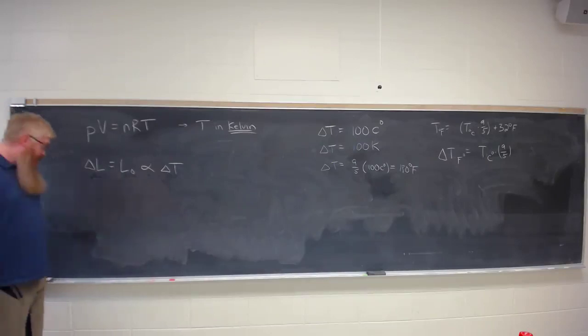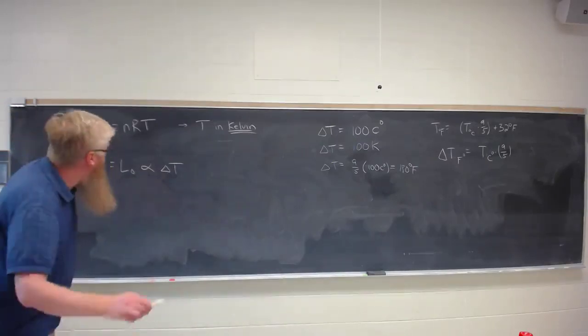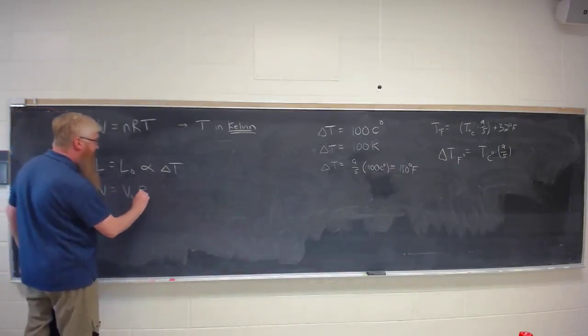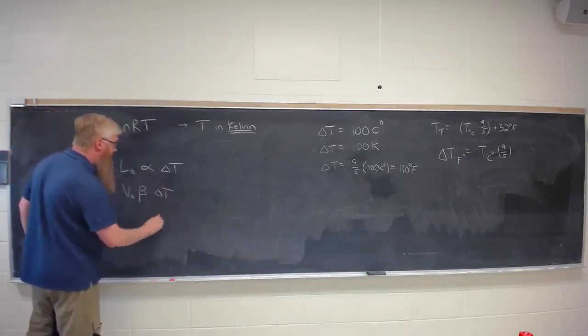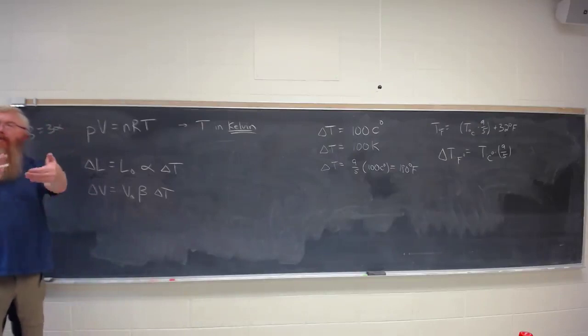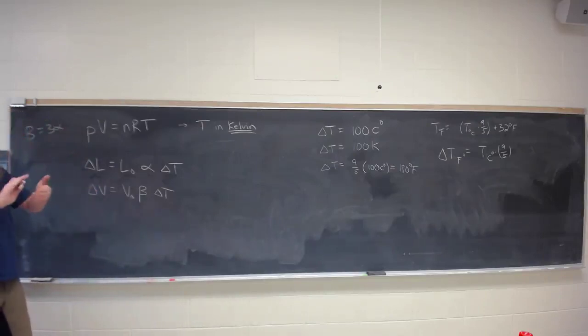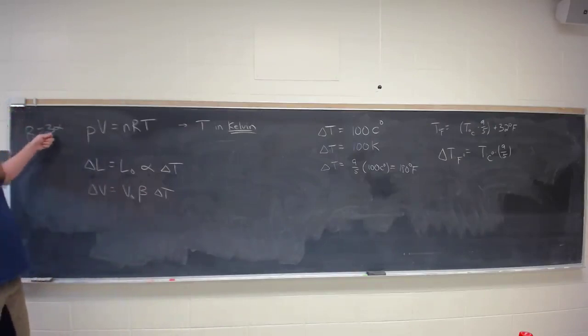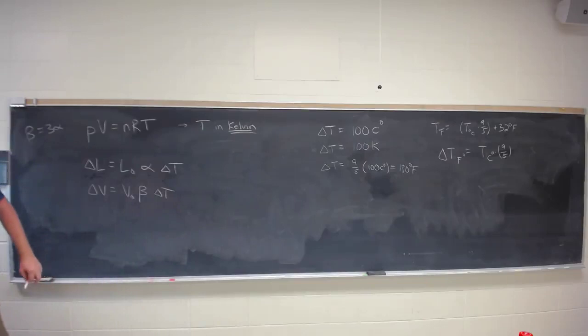Volume expansion, the equation is very much the same. The change in volume is the original volume times beta times the change in temperature, where beta is 3 times alpha. So this is just growing in 3 dimensions, right? The length is increasing, the width is increasing, the height is increasing. So the volume will just be 3 times that alpha constant. And that's called the coefficient of volume expansion.